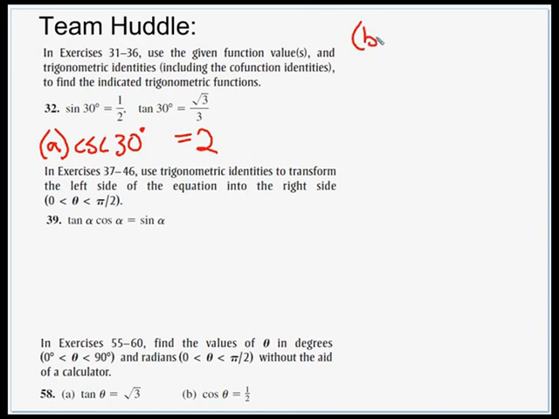For part B, they were asking us to find the cotan of 60 degrees. Well, cotan and tan are cofunctions, and we see that the 30 and 60 degrees are complements. They do add up to 90, so the tan of 30 and the cotan of 60 are going to be exactly the same, the square root of 3 over 3.